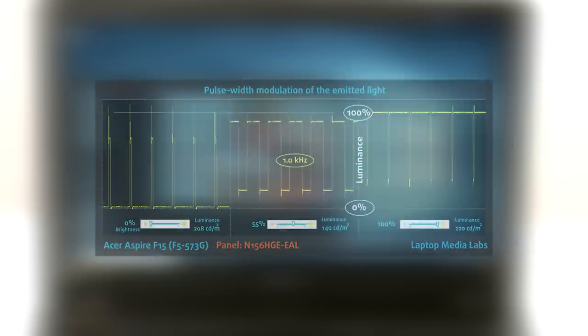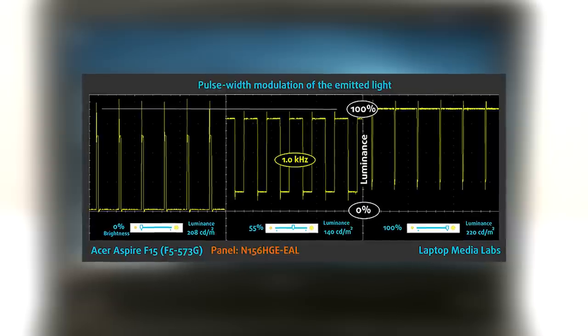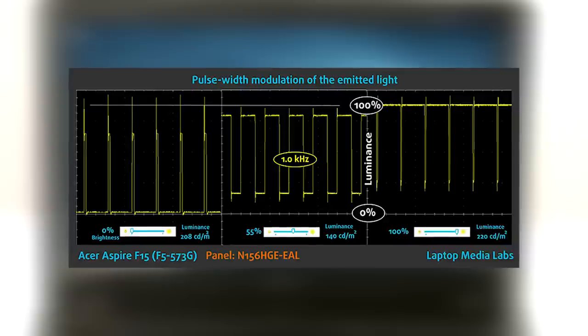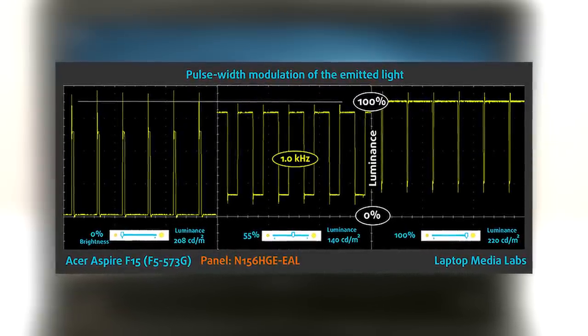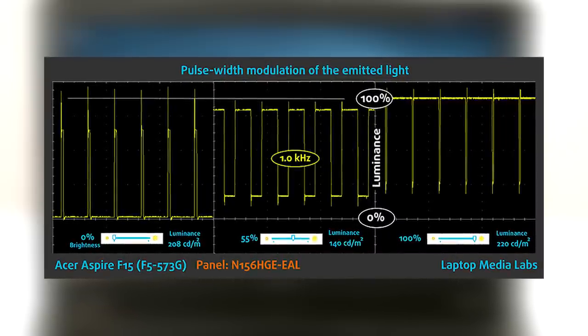You can easily check for yourself how your display handles the darkest nuances. And here is where this particular panel differs from the previous ones we've tested. While the others had PWM from 0 to 99% brightness, the Aspire F5-573G's display flickers even at 100%. At least the frequency of the emitted light is slightly higher than usual, at 1 kHz, which significantly reduces the negative impact on one's eyesight.